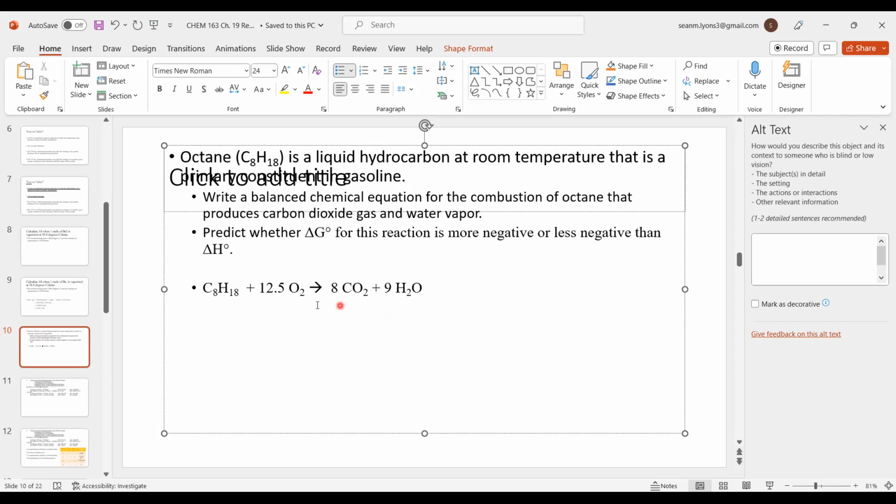So what we can then do is just take all of these coefficients and double the entire reaction. Because if we double the entire reaction, it'll change this to 25. That'll change this to 16, change this to 18, and then we'll have a 2 in front of the octane. So since we're doubling everything, it keeps it in the same ratio. But now we've got the balance there.